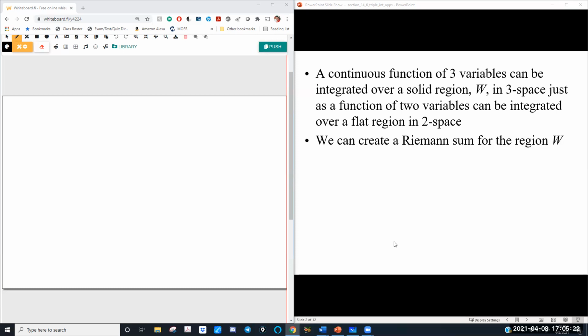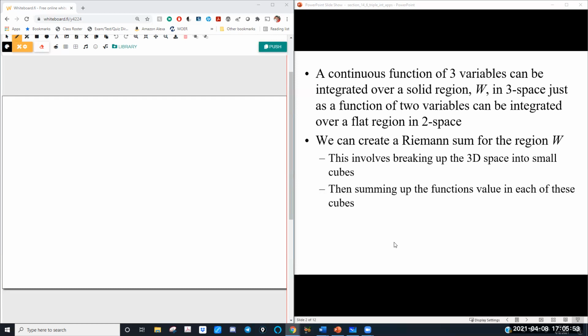We can also create a Riemann sum for this. Now that's not what we're going to do, but basically what happens is we break up that 3D model, the 3D region, into a bunch of 3D cubes. Those would be the rectangles from our Riemann sums way back in Calc 1. In this case, we do it into 3D cubes, and we basically let go until we have infinitely many cubes to give that whole region.